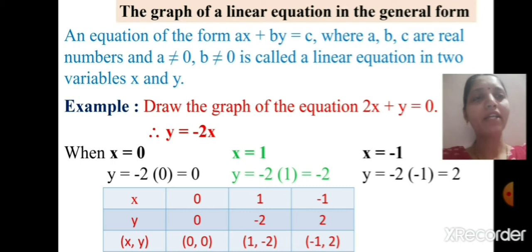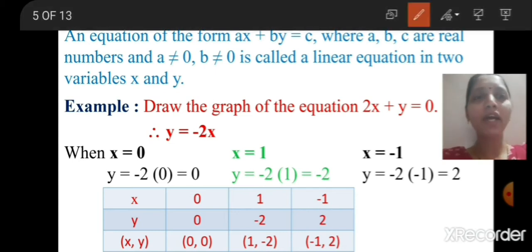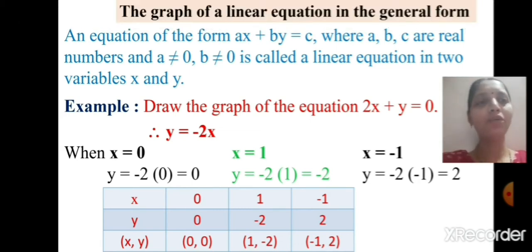So here the first value of x is 0 and y is also 0. The value of x is 1, then the value of y is minus 2. If the value of x is minus 1, then the value of y is 2. And what is the ordered pair here? In brackets, (0, 0), (1, -2) and (-1, 2).